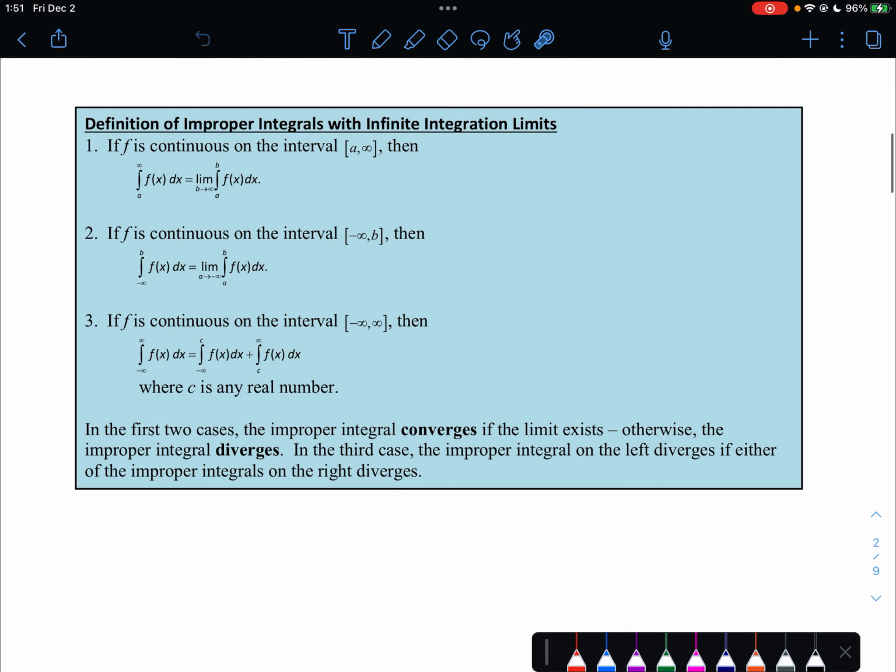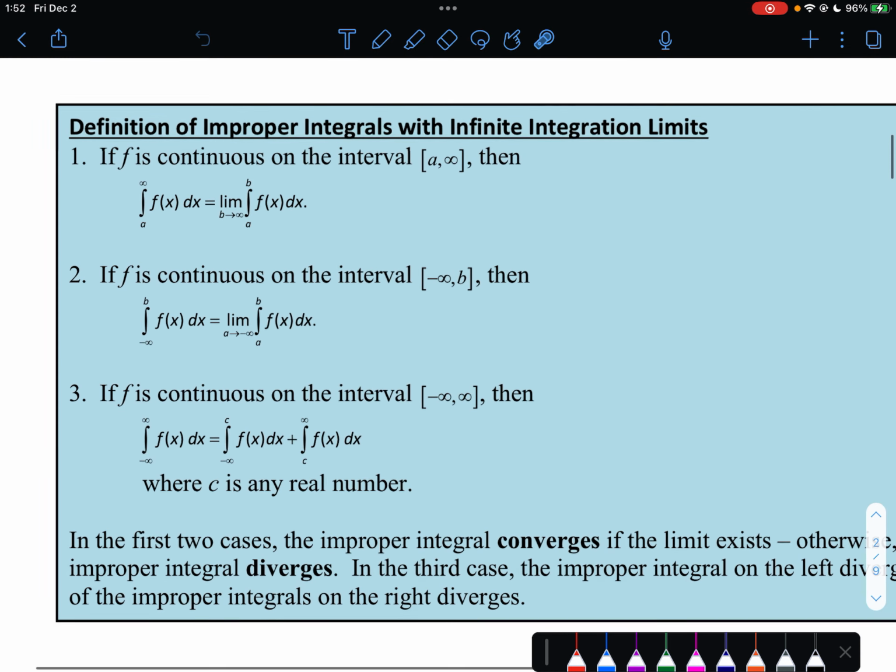So here's how we would approach improper integrals with infinite integration limits. If the upper bound is infinity, we would just take the limit as b approaches infinity. If the lower bound is negative infinity, we would take the limit as a approaches negative infinity of our integral. And if the bounds are negative infinity to infinity, we'd break it up into two and go from negative infinity to some number c, and then c to positive infinity.